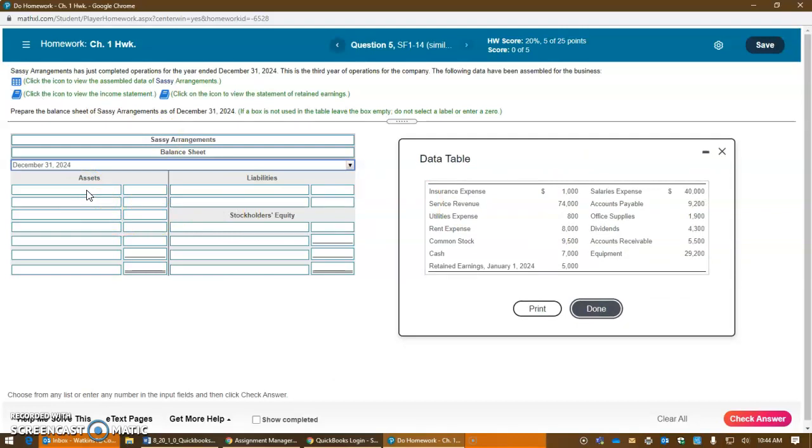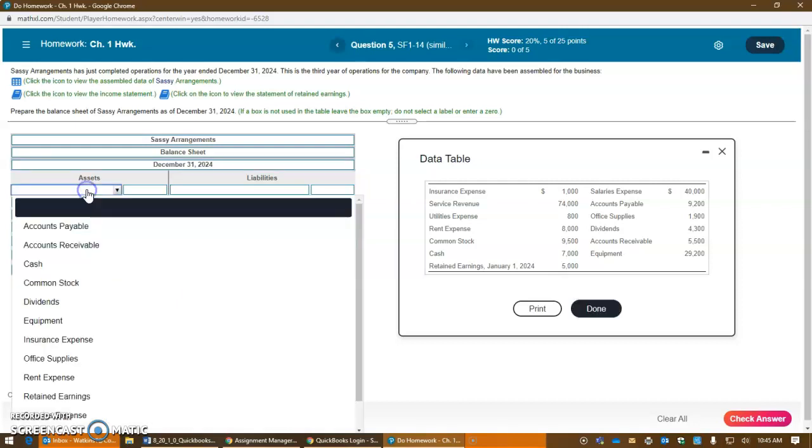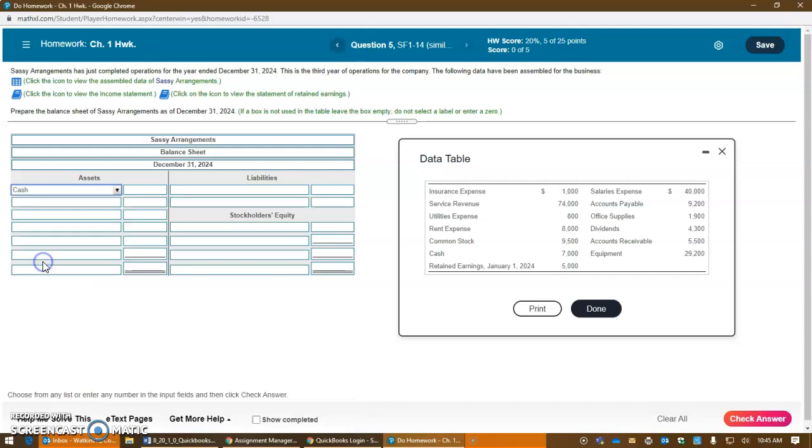So remember, assets are anything that the company has possession of or owns or has rights to that's going to benefit the company in the future. Things like land, building, cash, supplies, inventory, equipment. All these are things that the company owns that's going to benefit that company in the future. So let's start with cash, and that is 7,000.